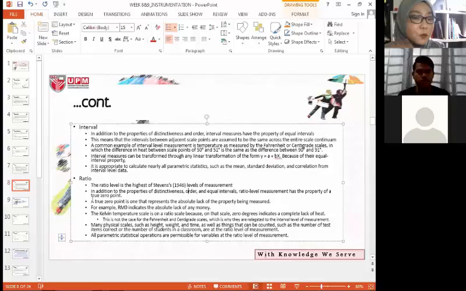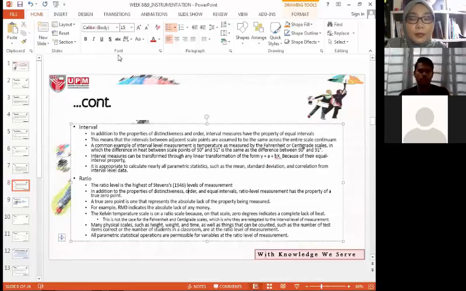No. So 0 at that point means nothing, absolute 0. Okay, and then another example, if let's say you are driving at 0 kilometer per hour, is the car moving? No. Okay, that is the attribute of ratio. And then the Kelvin temperature scale is on a ratio scale.